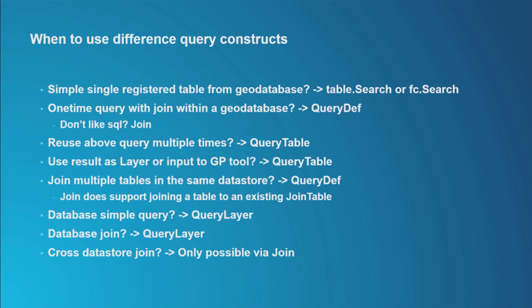What if you want to join multiple tables from the same data store? You can do that with a query def. But as soon as you cross data stores, it has to be a join. What about querying data from a simple database? Then we use a query layer. And how about if you wanted to join data in a database? Well, you are constructing the SQL, so feel free to construct a join in the SQL that you pass to us. Cross-database join, okay, we said that already. It's only possible with the join class.